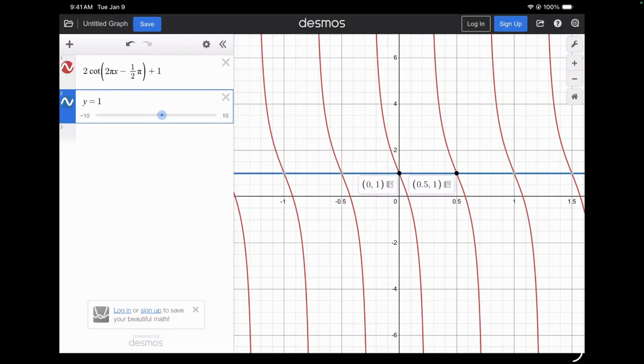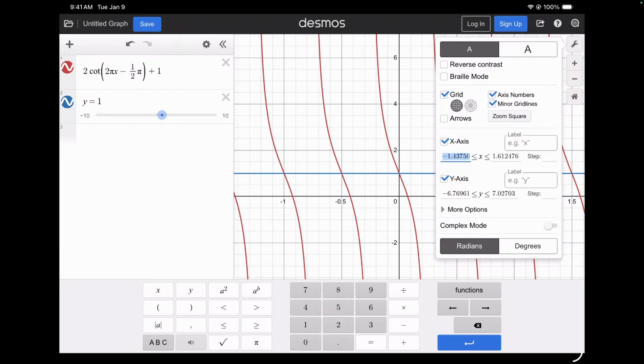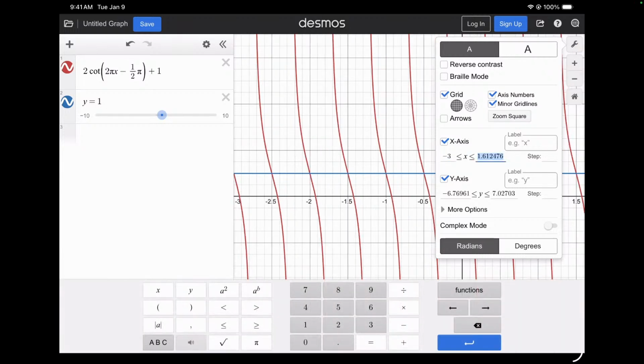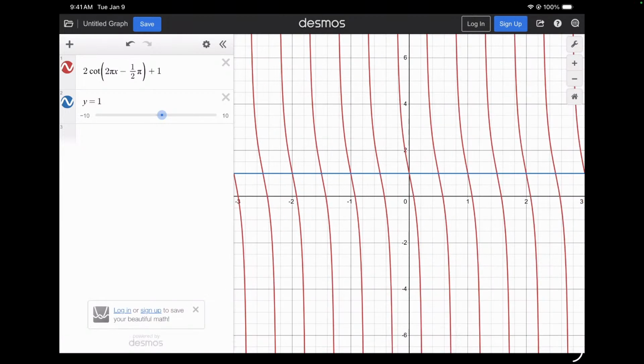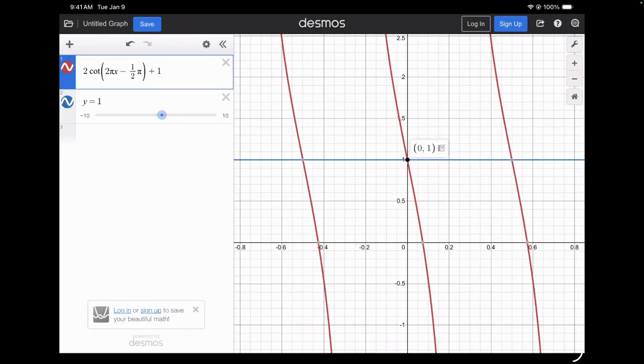But in case you want to zoom in and see it better, change the x-axis to -3 to +3. Then that way you can see it a little bit better. Definitely graph the midline because you're going to go the other way. Is that okay?